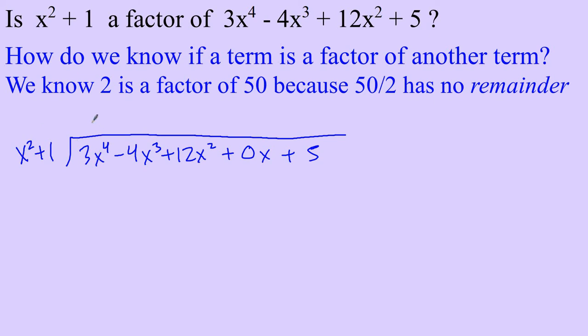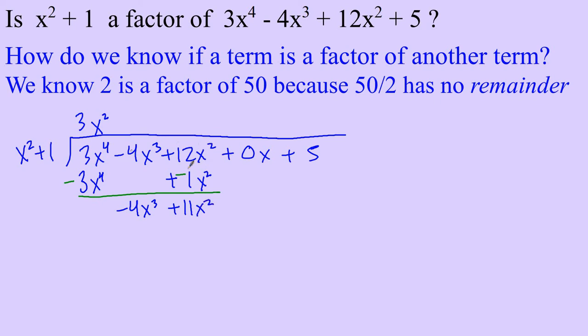All right, so x squared times 3x squared will get me 3x to the 4th. X squared times 1 is 1x squared, so notice where I put that. Change our signs. So we get negative 4x cubed plus 11x squared.